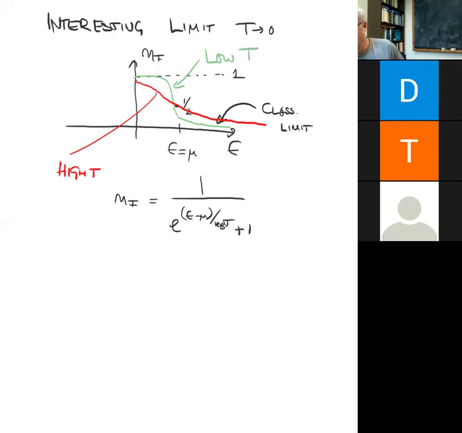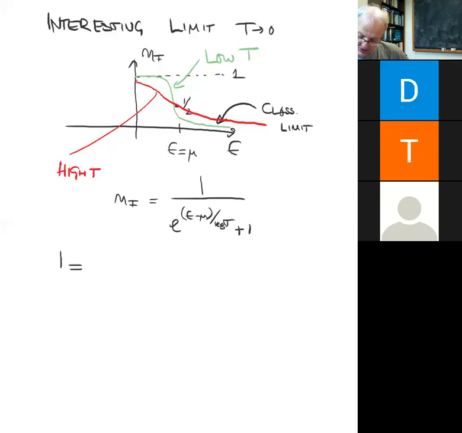So in the extreme limit, by the way, it's then clear that if you make t very, very small, then epsilon minus mu over this very small t is now either a very large positive number or a very large negative number. So then this e to the something is either 0 or really, really big. So this means you're just crossing over between the Fermi distribution being 1 and the Fermi distribution being 0. So the extreme limit of t goes to 0.